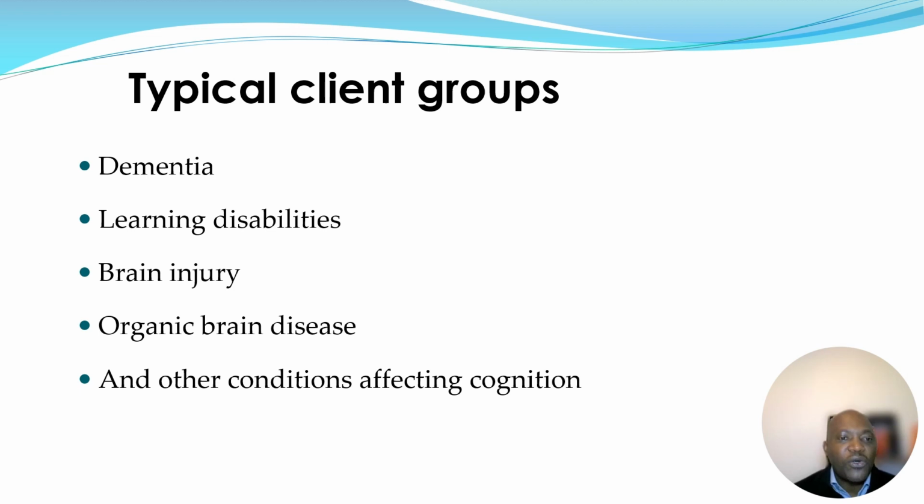The typical client groups: this frame of reference is commonly used with service users with dementia, learning disabilities, brain injury, organic brain disease, and other conditions that may also affect cognition. So it's then up to the therapist to use their professional and clinical reasoning to make a decision as to whether this frame of reference would be appropriate for their service user.